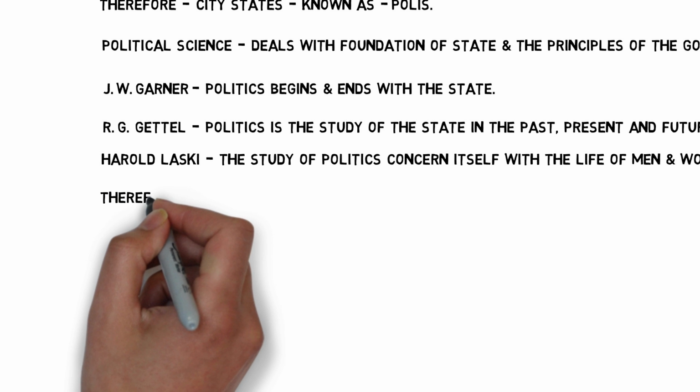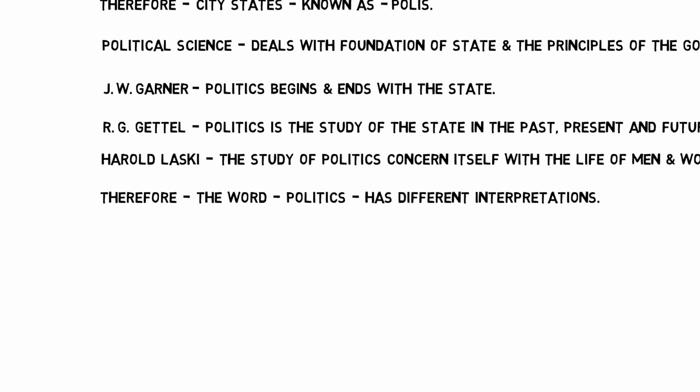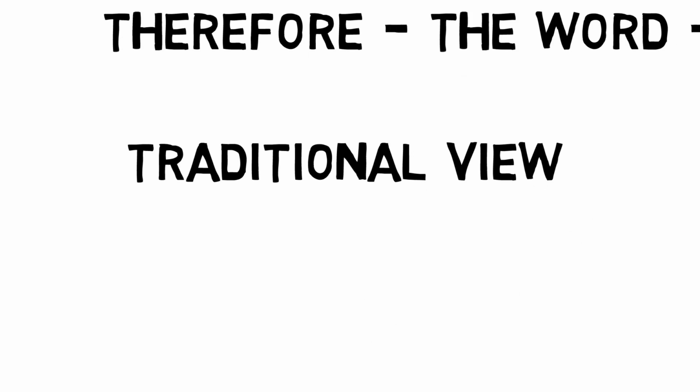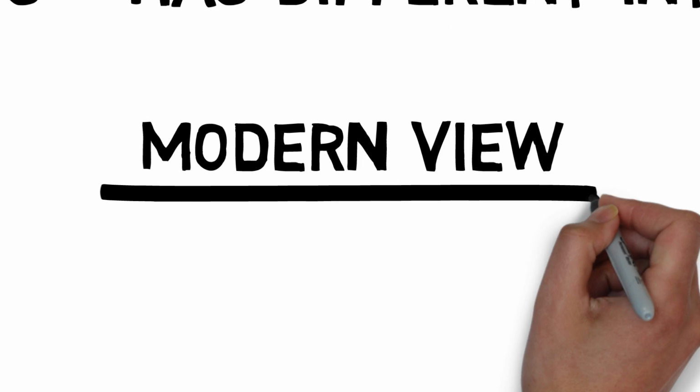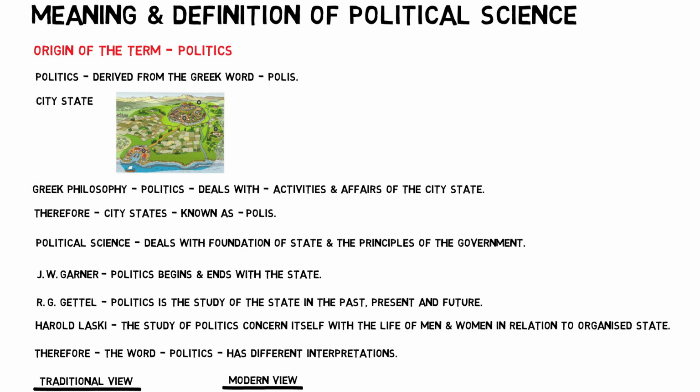So the word politics has different interpretations: one is the traditional view and one is the modern view. When we talk about the meaning of political science or politics, it has been interpreted differently by different scholars. If you look at these three definitions, we can get a broad understanding that different scholars have interpreted politics or political science differently from time to time and from century to century. So to understand these two different interpretations of the word politics, we have to understand it from the traditional view perspective and the modern view perspective.